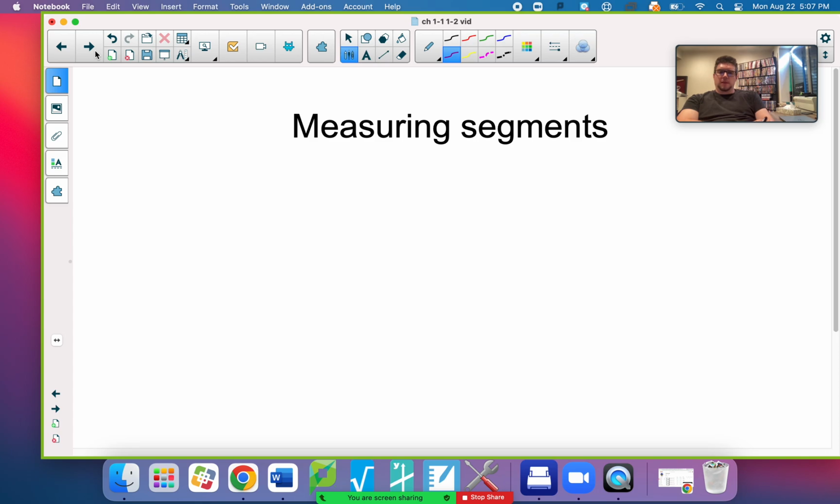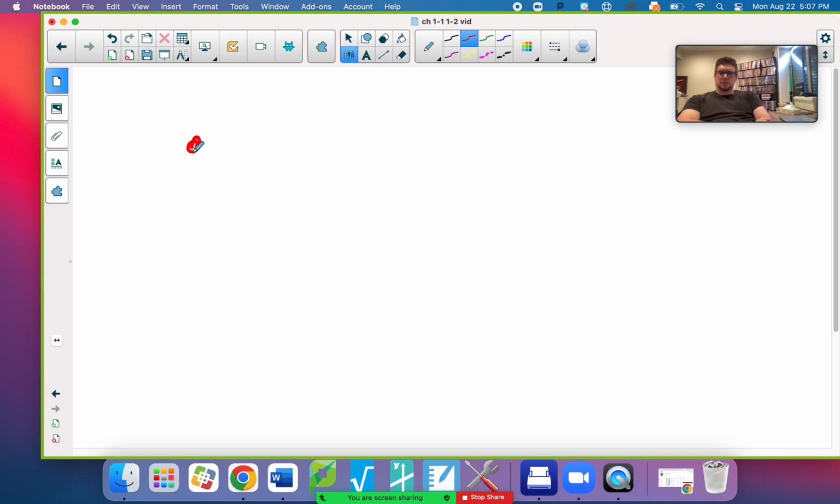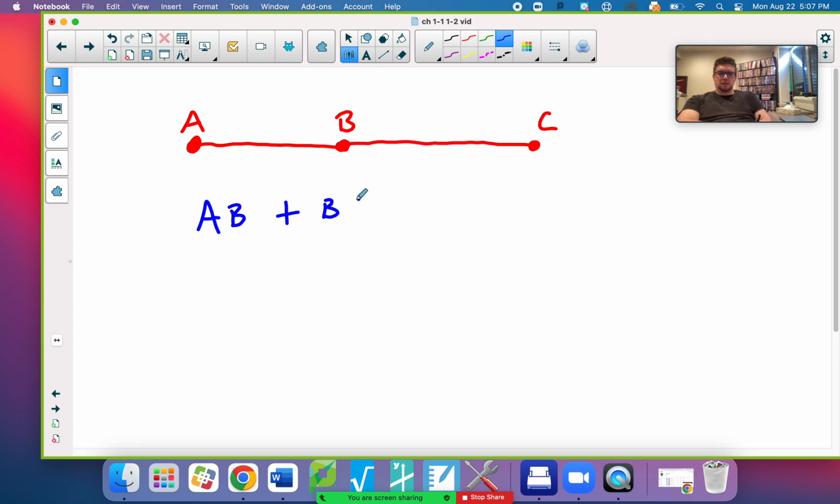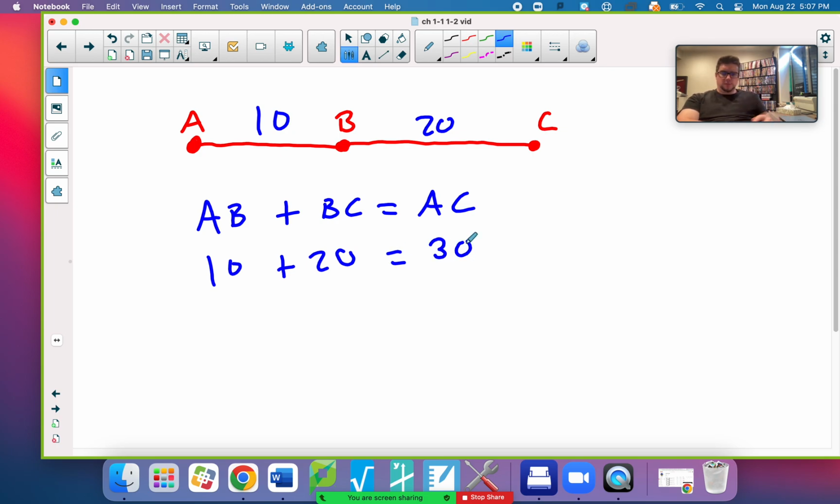The last thing we talked about in class were measuring our segments. The cool thing about measuring segments is it's just like any algebraic expression. If I take line segment AB and segment BC and put them together, the length of AB plus the length of BC is equal to the length of AC. So if this was 10, this was 20, I could say 10 plus 20 equals the total length of 30. Just like anything you would expect in the mathematical world.